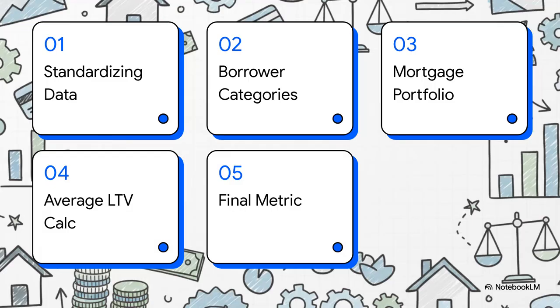Here's our roadmap. First up, standardizing fair lending data. Second, defining our borrower categories. Third, scoping out the mortgage portfolio. Fourth, calculating that weighted average LTV. And finally, reporting the final metric. We're going to step logically from the big picture regulatory concepts right down to the nitty-gritty math.